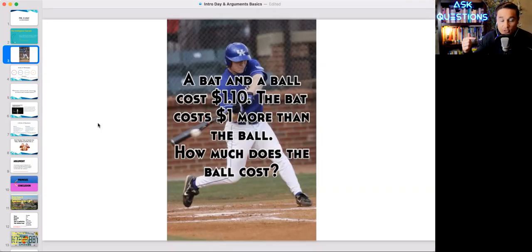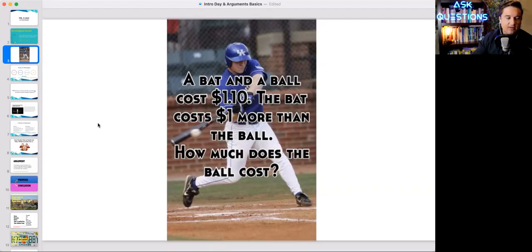But if you ruminate on that for a little bit, you'll realize that that doesn't make sense, because we said the difference between the two is $1, but the difference between a bat that's $1 and a ball that's a dime isn't $1, it's 90 cents, right? 10 cents from $1 is 90 cents. So that answer isn't right.